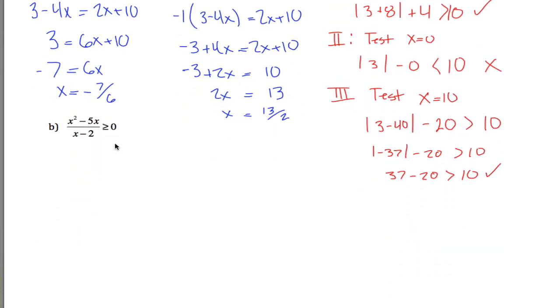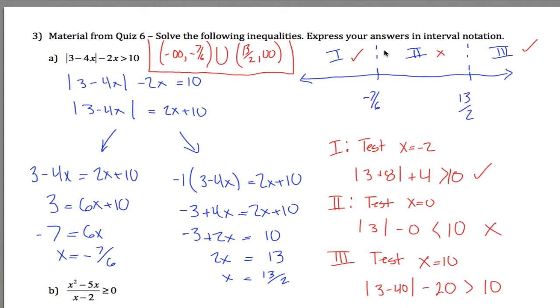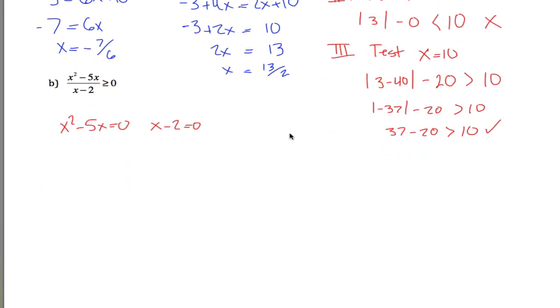This one is similar. These are called rational functions. What you want to do is first set them relative to 0. That's already done. Then factor the top and the bottom, then figure out when the top and the bottom equal 0. x squared minus 5x equals 0. x minus 2 equals 0. Those two points, or maybe three if there end up being three answers, will be the boundary points that divide up my number line. Then I can test numbers on my number line and figure out what my answer is.